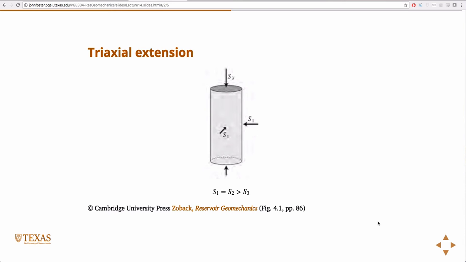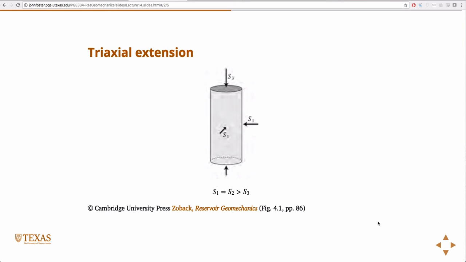a compressive load in the S3 direction. Typically, you do that simultaneously so that you start the test in a way that's similar to a hydrostatic compression test. Increase the pressure in the pressure bath, at the same time increase the pressure on the platen, deforming the sample in an isotropic compressive way. Then you release the load in the S3 direction.